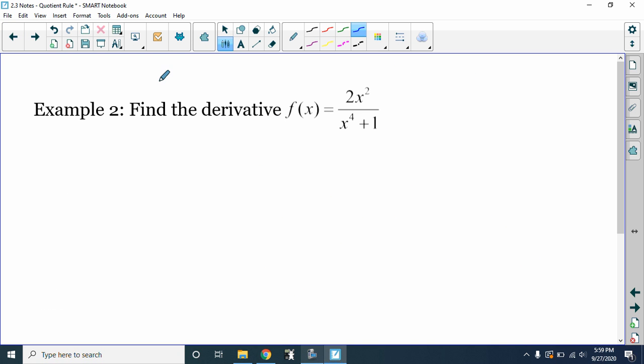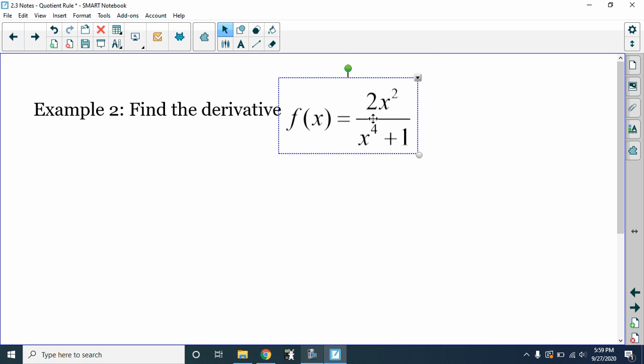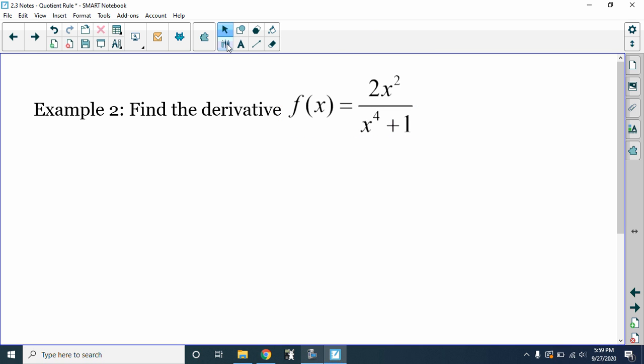If you want to practice one quotient rule, make sure you've got it down. You can do this one here. If you want, pause the video, and then once you think you have it, you can play it.